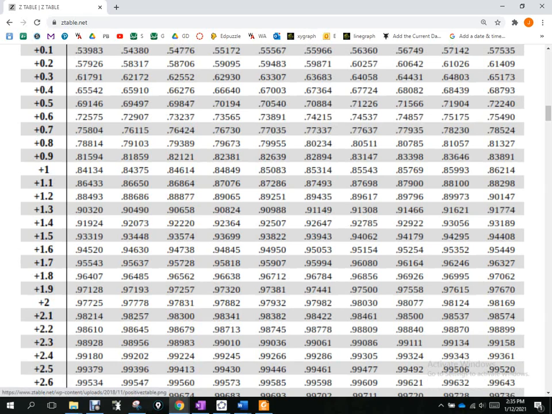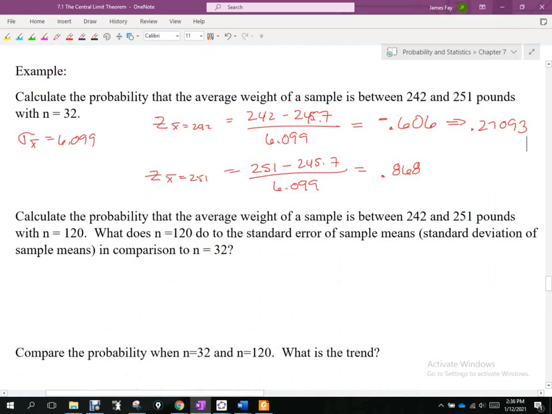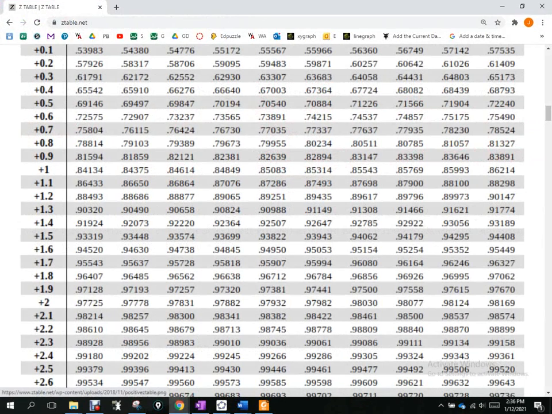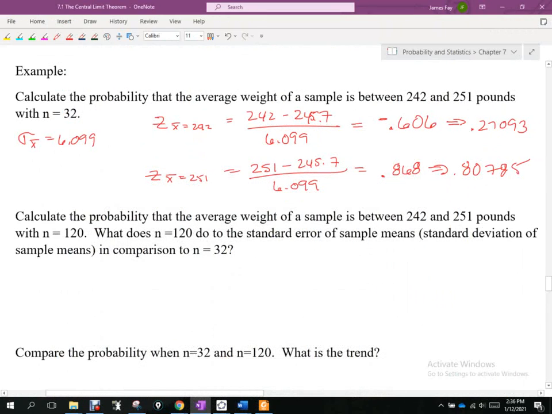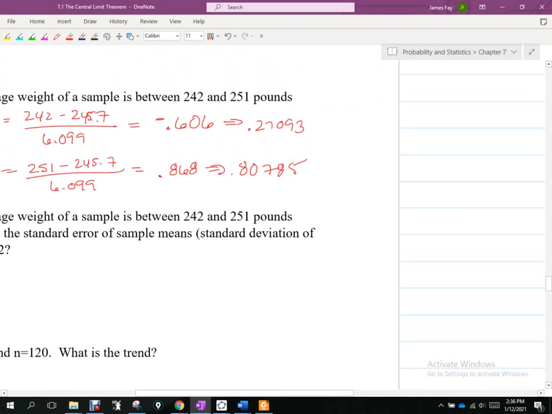So 0.8, and then 0, 1, 2, 3, 4, 5, 6, and then 7. So 0.80785, I think is what it was. Right. You guys agree with those values? So what do I do with those then to find the probability here? I'm going to subtract them.